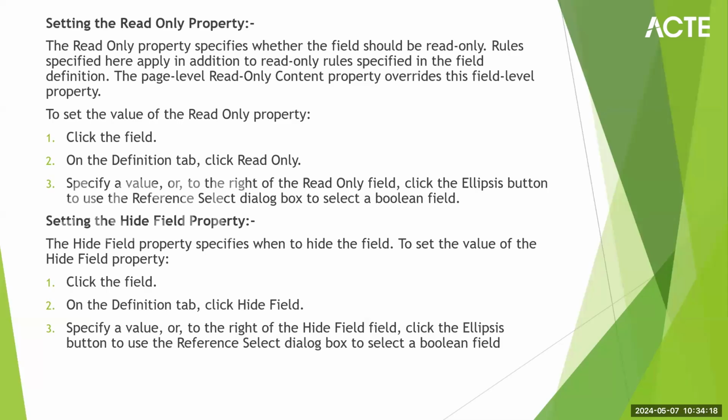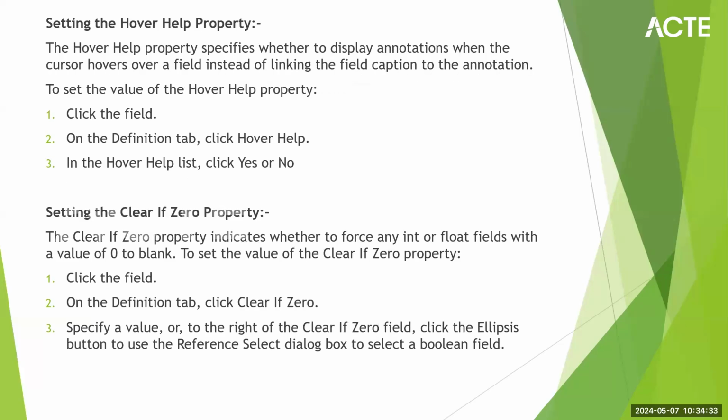How do you do that? Click on the field on the definition tab, click hide field, specify a value, or you can map any field in the expression builder by using an expression builder button which is already there in the manuscript in the existing fields.